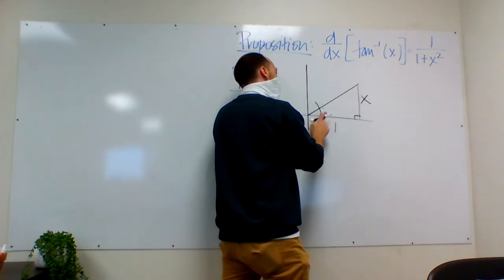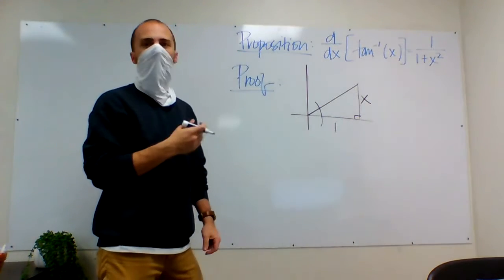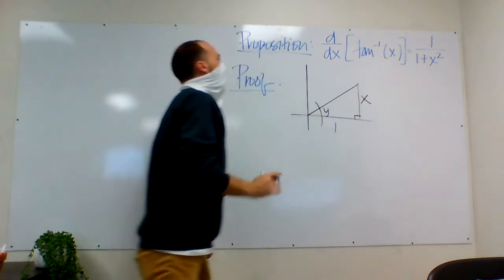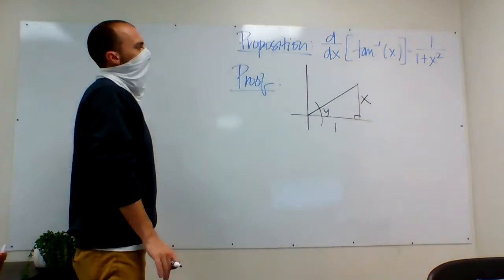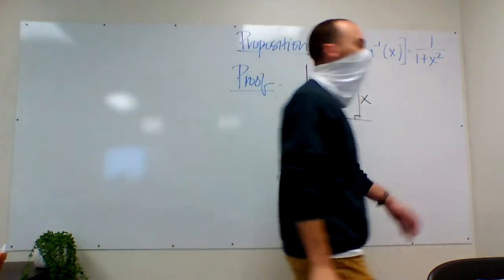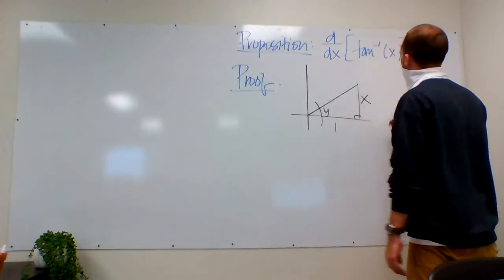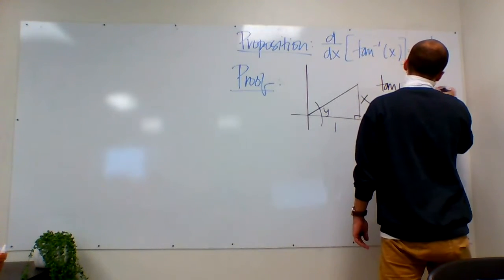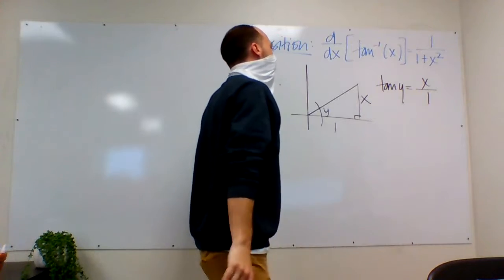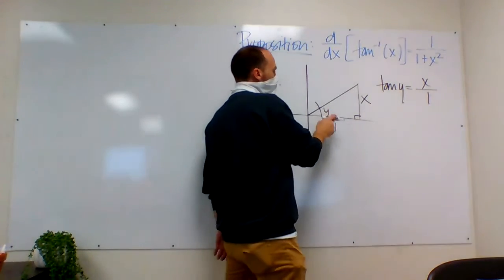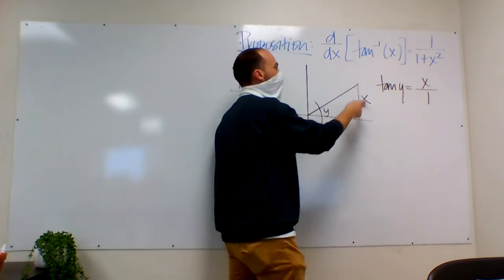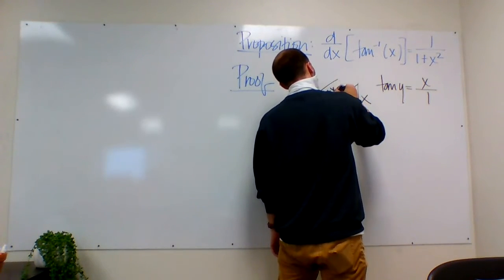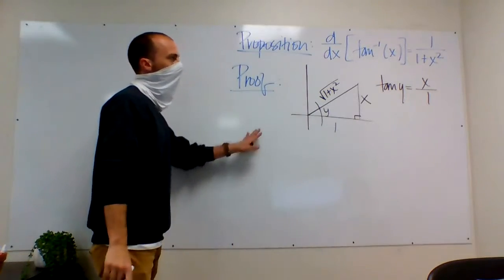And instead of calling this theta, I think I want to call it y, if memory serves. And so I'm going to say that tangent of y is equal to x over 1. That's what it means for y to equal the arctangent of x. Then I'm going to also mention that if this is 1 and that's x, then 1 squared plus x squared equals this squared. Just going to throw that in there.